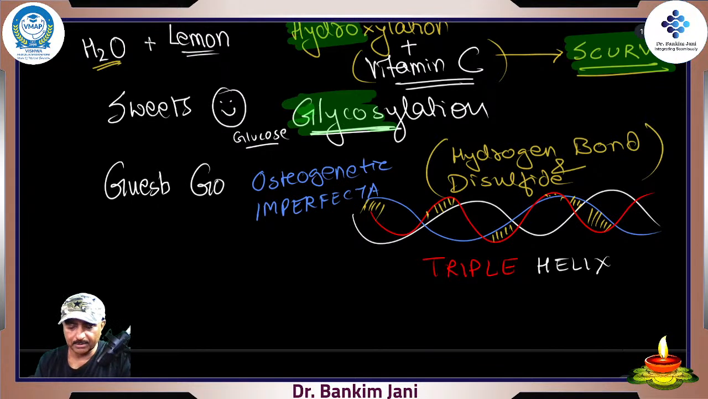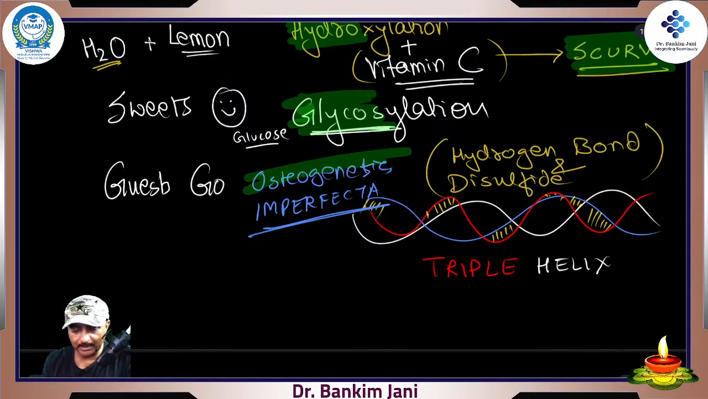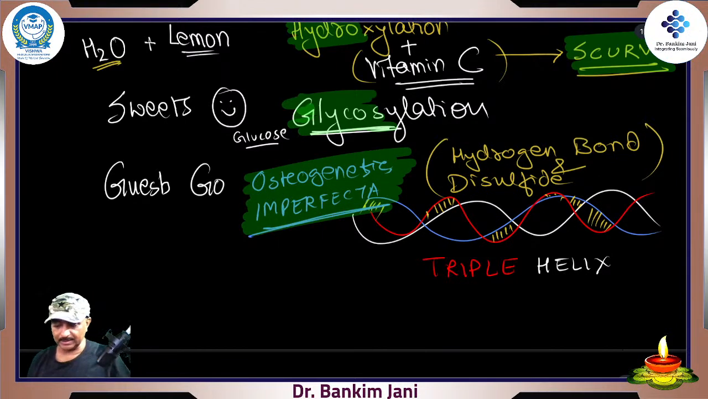Osteogenesis imperfecta. So improper bone formation, because this collagen is used even in the bone formation also. So when it comes to osteogenesis imperfecta, it is the triple helix formation which is not done properly. Bonds are weak, and that's why the bones will be very loose, very soft. So they won't be getting the strength, right?